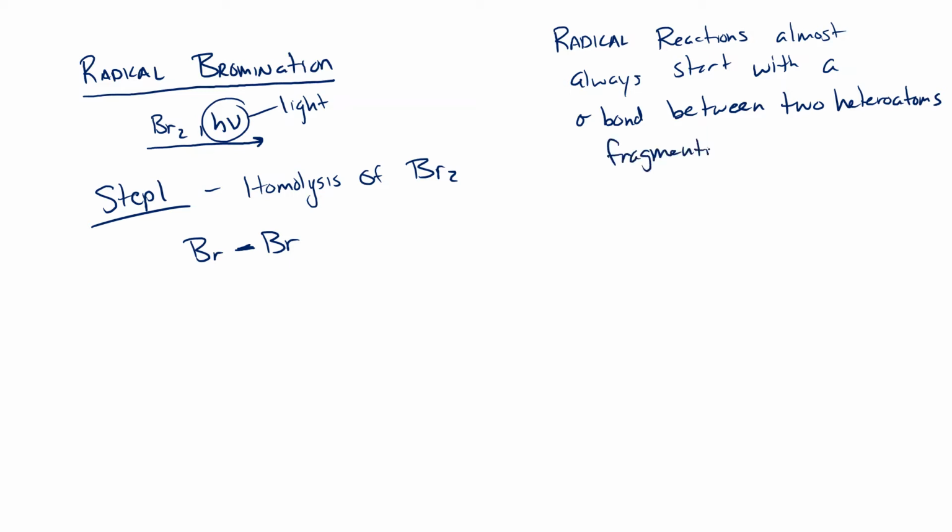Fragmenting, right? So this sigma bond between two non-carbon atoms, bromine and bromine, is going to fragment, and each bromine is going to get a single electron. This is homolysis. Lysis is breaking, homo is the same, and so they're breaking in an equal manner where each bromine gets a single electron. Now this, of course, is very different from every other mechanism that we've done to this point.